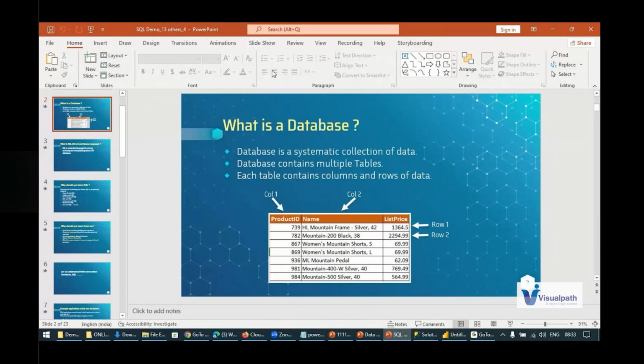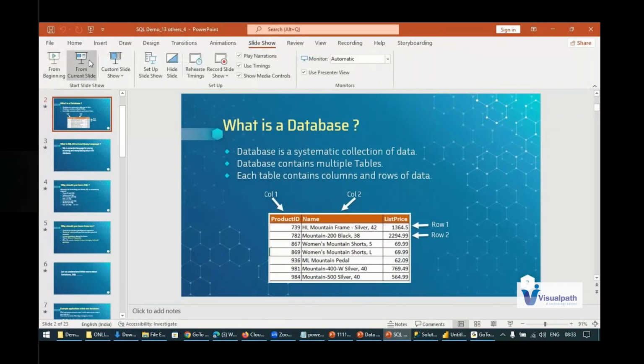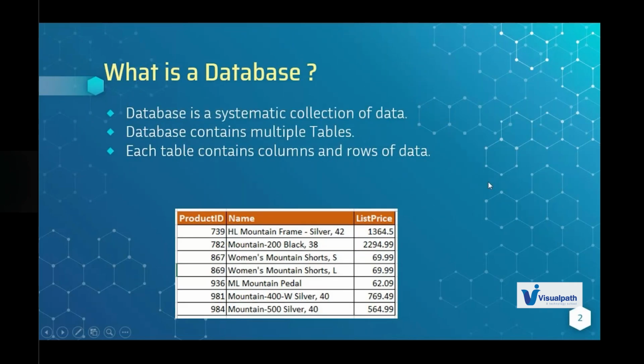See, database is a systematic collection of data. Database contains multiple tables. Each table contains columns and rows of data. So I have given a product table example. In this product table, how many rows we have? Rows are 7, 8. Columns are 3. 7 rows, and product ID, name and price are the 3 columns.